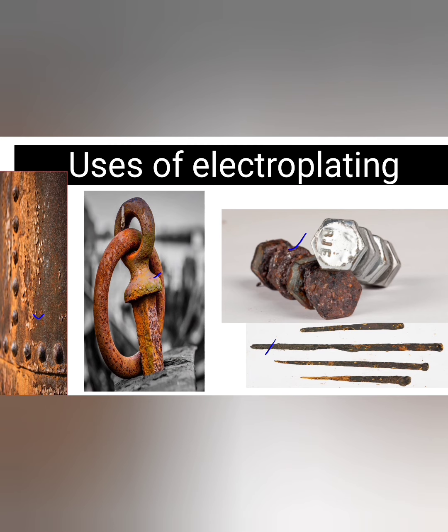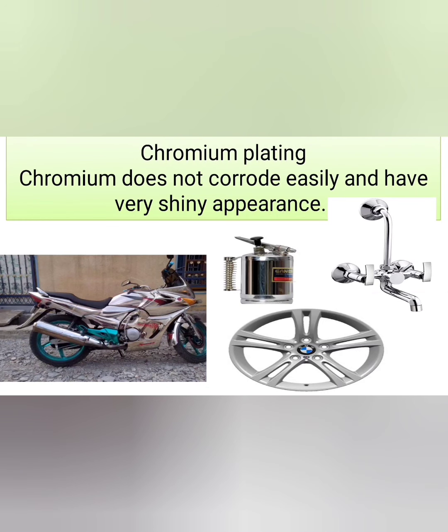First purpose, protection. The second purpose is, because of the spoilage of the surface, the durability of the metal decreases. So the second purpose of electroplating is to increase the durability of the metal surface. And the third use of electroplating is to increase the quality of the metals.